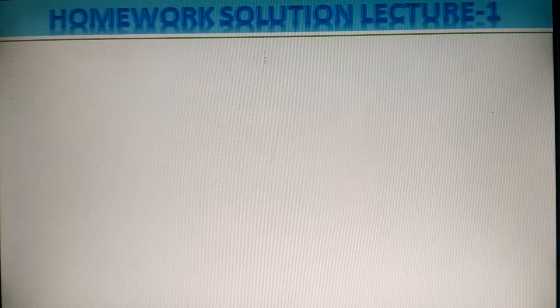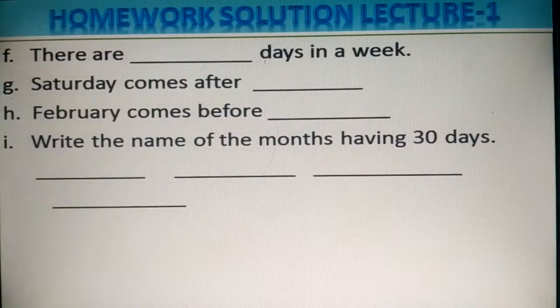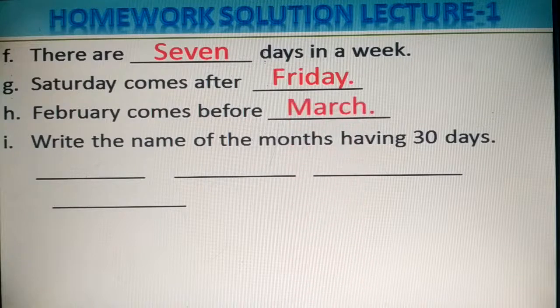Okay. Next one. There are dash days in a week. There are total 7 days in a week. Saturday comes after. Saturday किसके बाद आता है? Friday. Friday then Saturday. February comes before. February किसके पहले आता है? Before means पहले. It's March. March के पहले February. February, March.